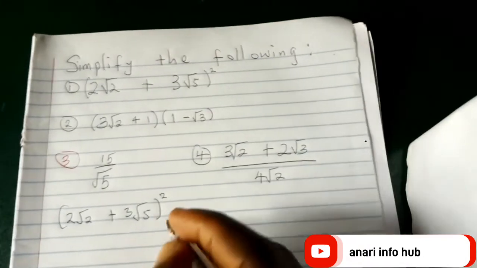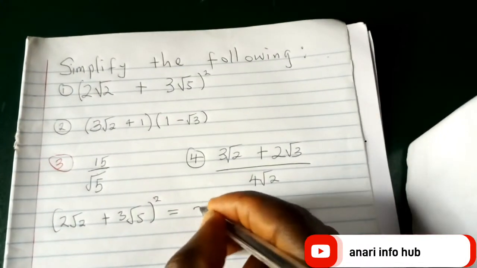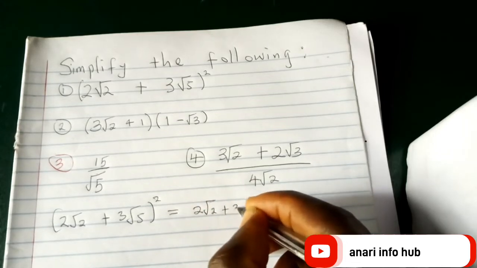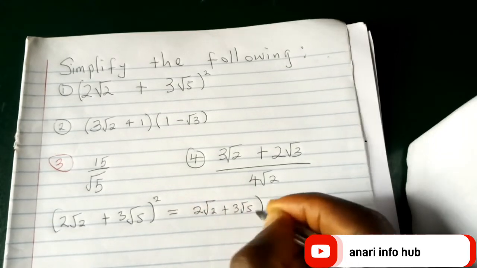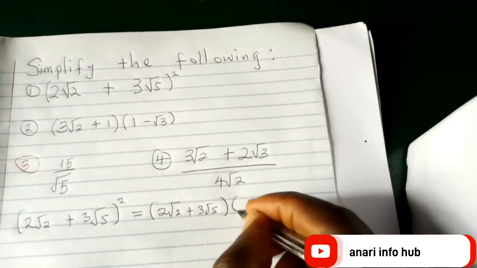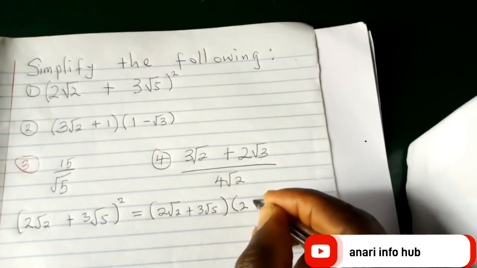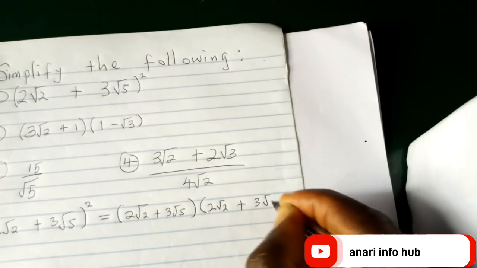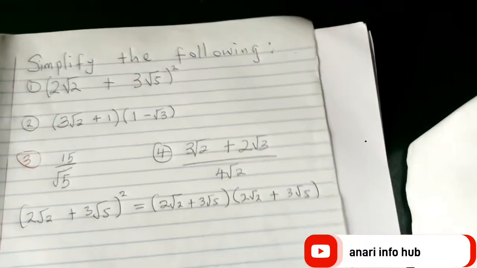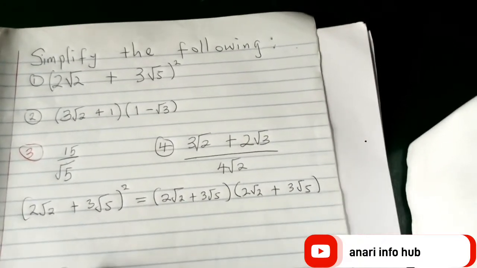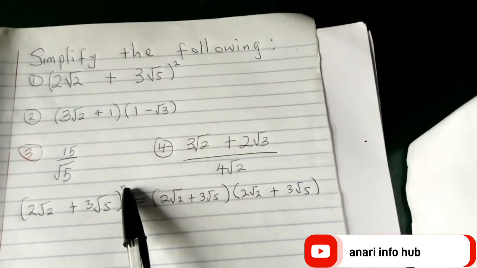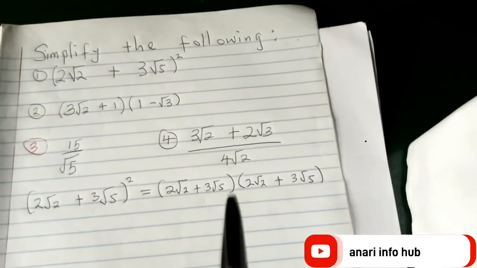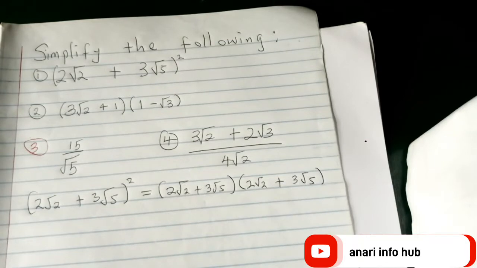Okay, this is the same thing as saying (2√2 + 3√5), close brackets, open another one, (2√2 + 3√5). This is what this means. If it were raised to power 3, it would have been 1, 2, 3 places. So this becomes binomial expressions.